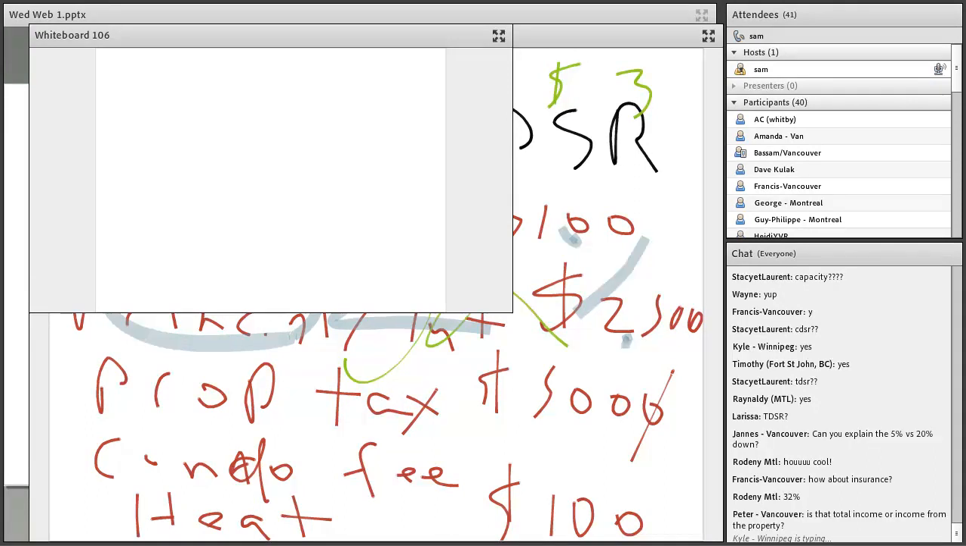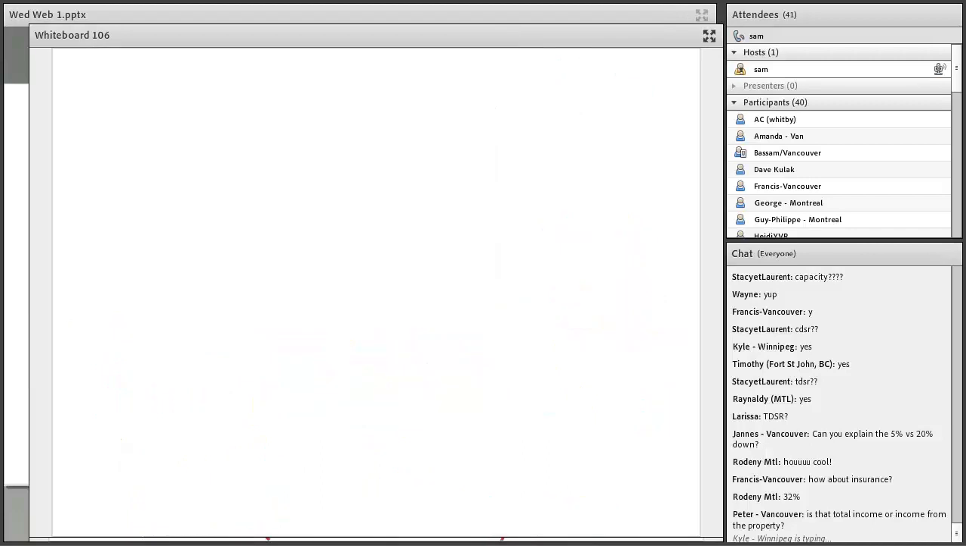Those are the only things that are covered under GDSR, by the way. There's no other inputs in that calculation. It's income divided by property tax, condo fees, heat, and your mortgage payment, which includes principal and interest. If I'm talking too fast, let me know.